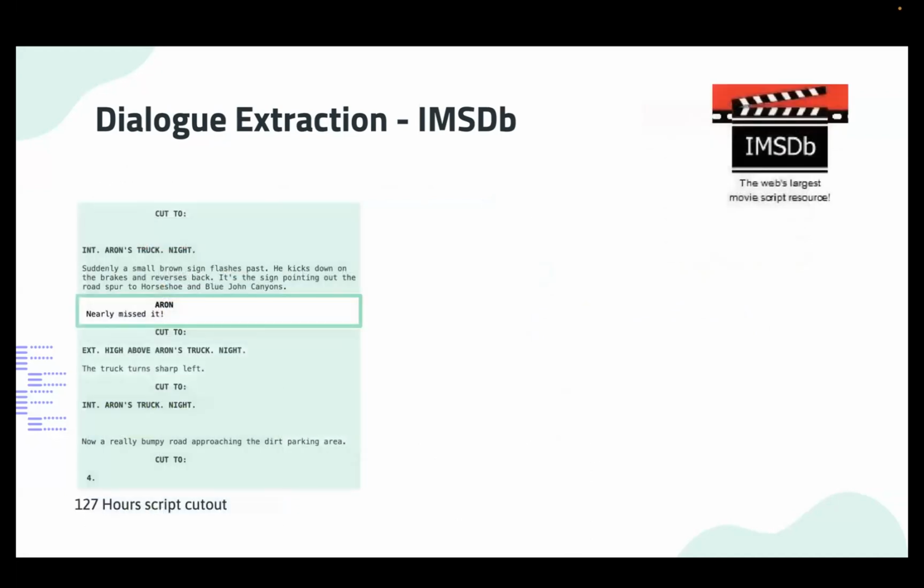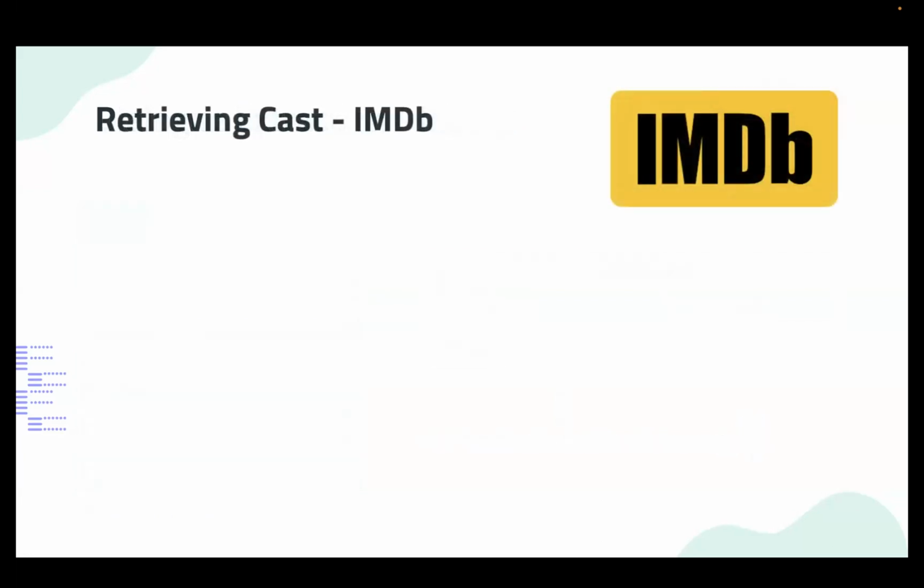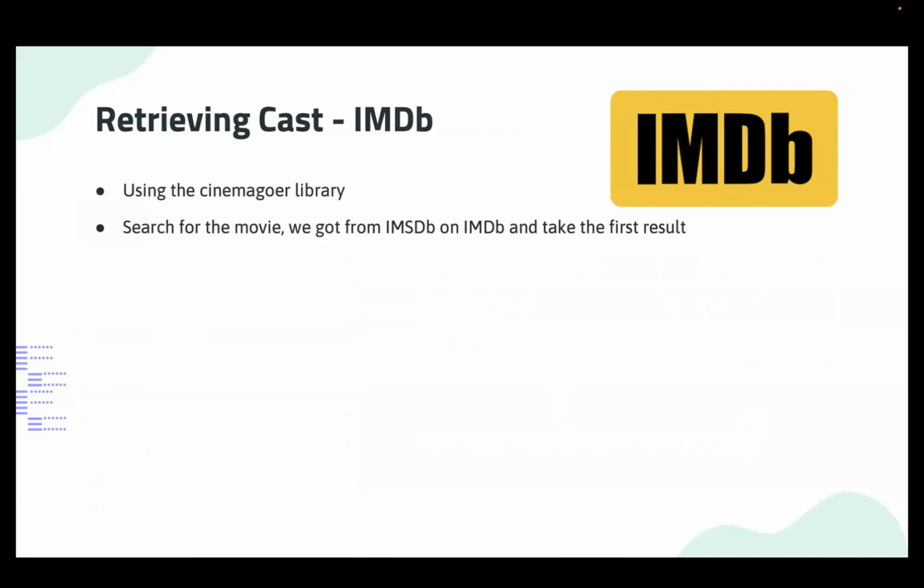When we look at this script cutout here from 127 Hours, we got this result, only this dialogue text. Then the next problem was how do we map the role to the actor? How do we know which actor is really speaking the dialogue text? For that, we are using IMDb as an additional source, and we are using the Cinemagoer library, so we can just get all the IMDb data.